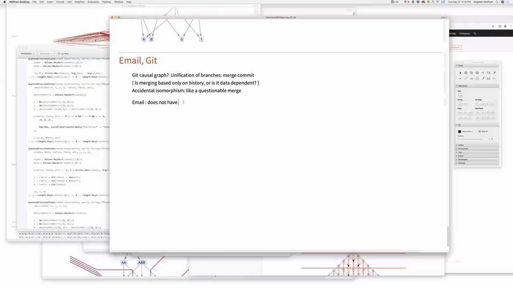Okay, but anyway, I want to make a note about the fact that email does not have a merge capability, i.e., if two people reply to the same message, you get two different chains, as opposed to one message with two replies. And that means that the causal graph of email must always be a tree. Is that correct? Mm-hmm.